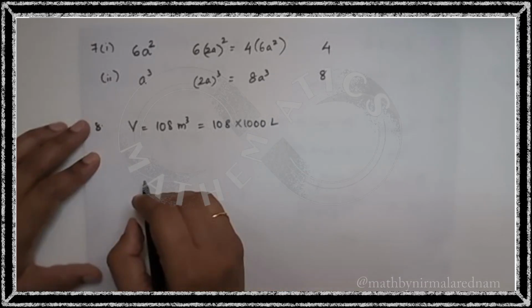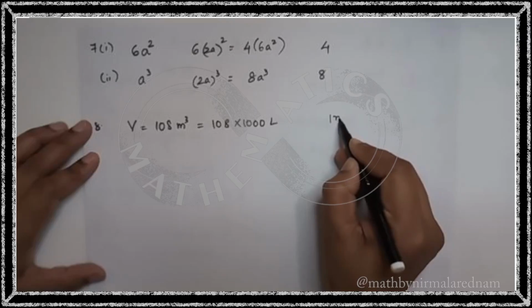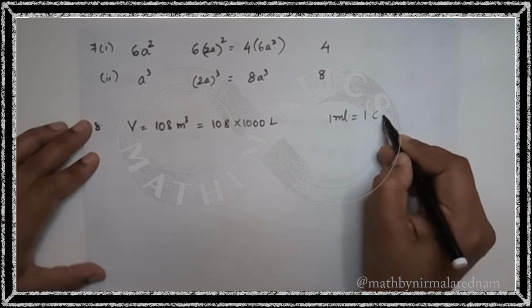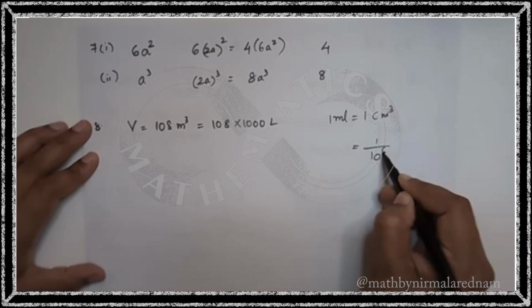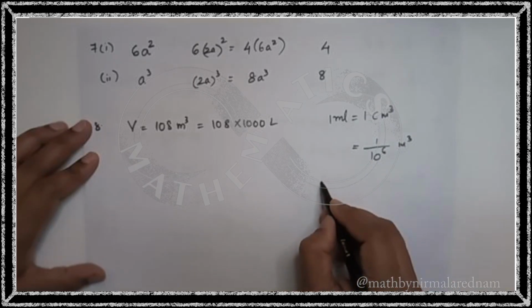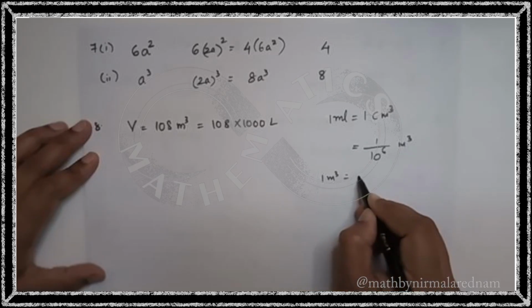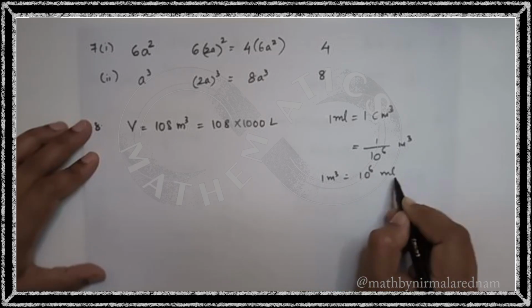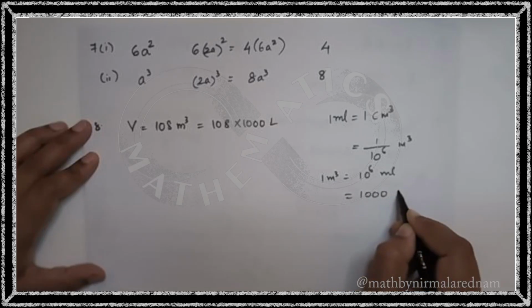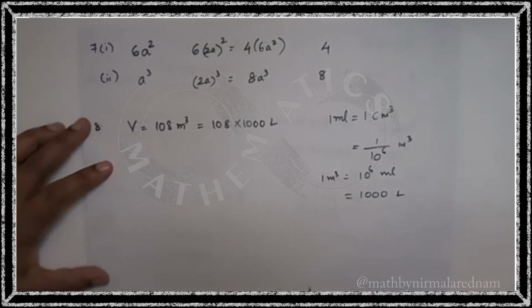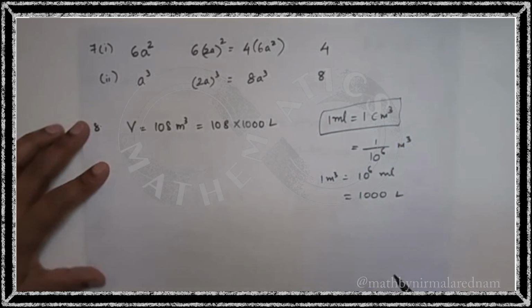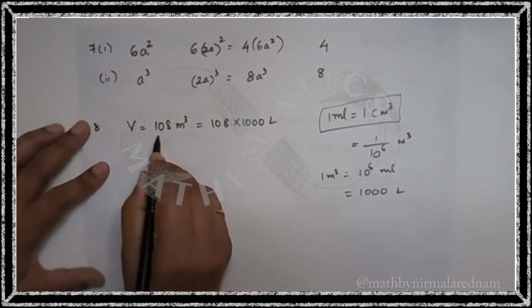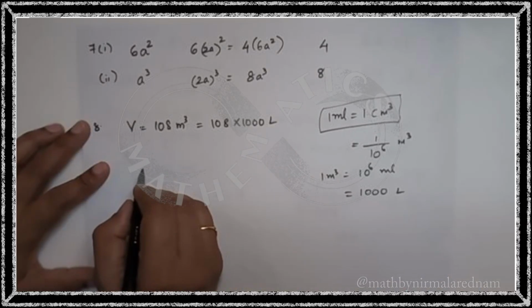We just looked at the conversion. 1 ml is equal to 1 centimeter cube cc, right? So which is 1 by 10 power 6 meter cube, right? So 1 meter cube is simply 10 power 6 ml, or I can say 1000 liters. You can memorize it, but I always remember only one of them without any confusion, and rest everything will follow, right? So this is the volume of the tank.